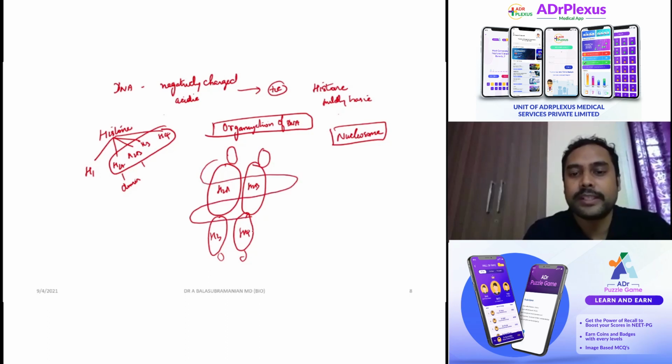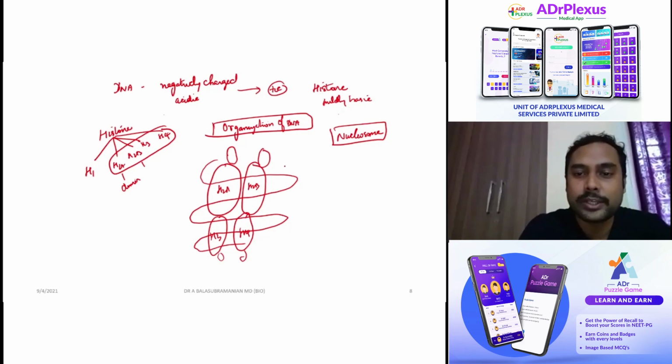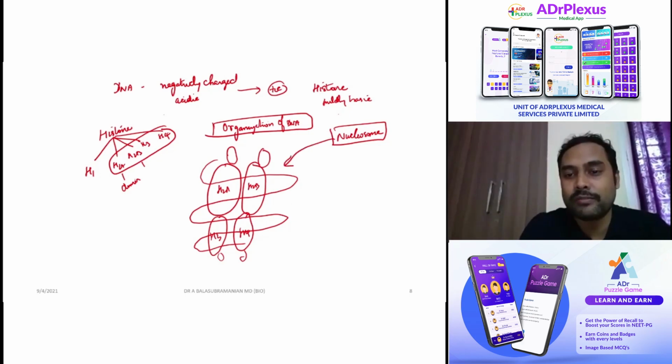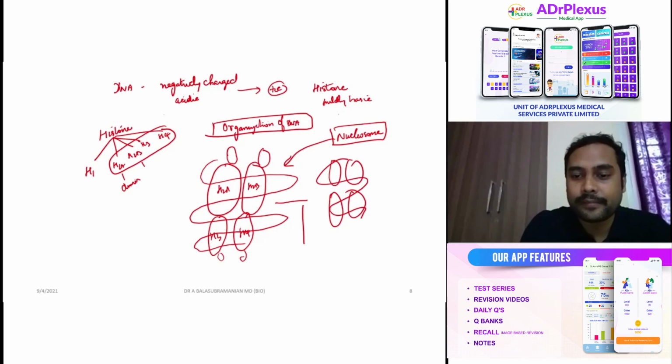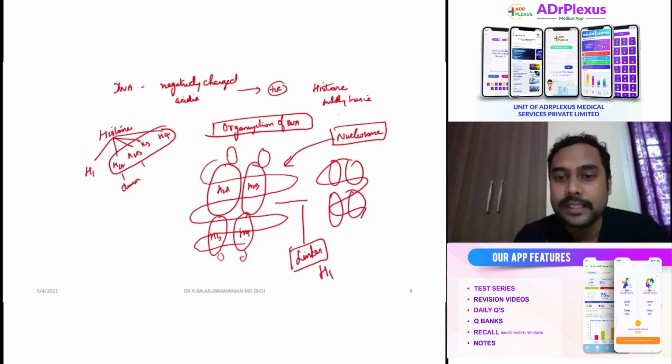Now, this is a histone molecule, and our DNA, because of its affinity, comes and wraps around. It just encircles this histone. This unit, which is a combination of DNA encircling the histones, is called a nucleosome. Now, one nucleosome is attached to another nucleosome by a linker molecule. This linker molecule is called H1 histone. So H1 histone is basically a linker molecule which connects one nucleosome to another nucleosome.